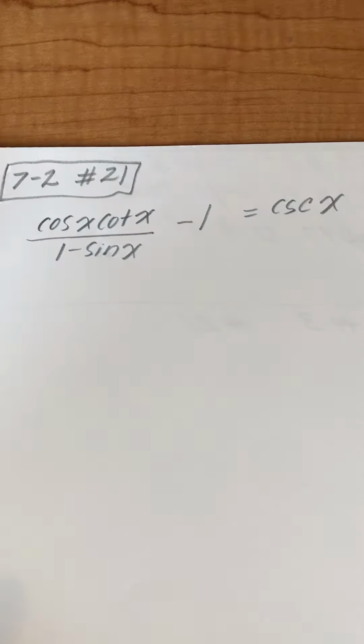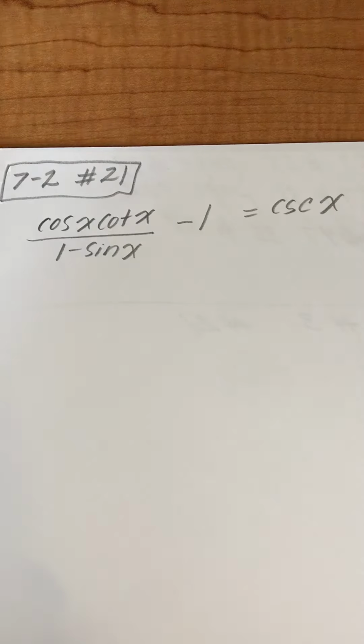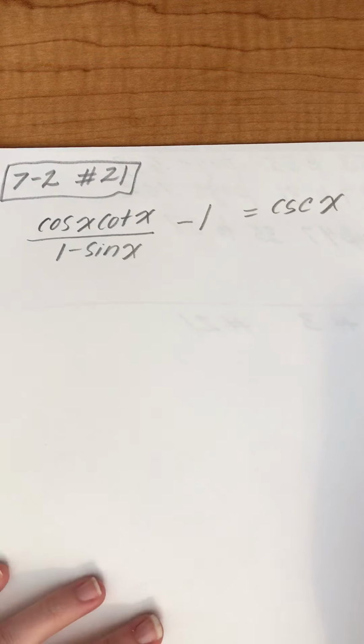Okay, this is 7-2, problem number 21. Let's take this left-hand side and make it equal the other side. All right, so I'm looking here and I'm trying to decide how to tackle this. Remember, there really isn't a wrong way. It's just how long do you want to spend doing the problem. If you pick a different way, sometimes it just might take longer. So I'll just roll with it. If it takes me a while, that's okay.